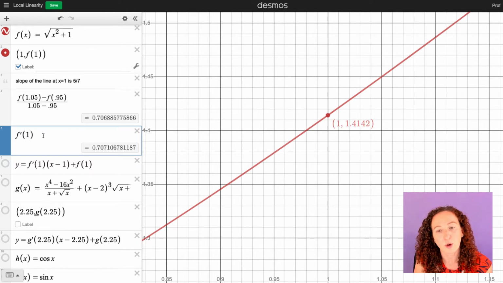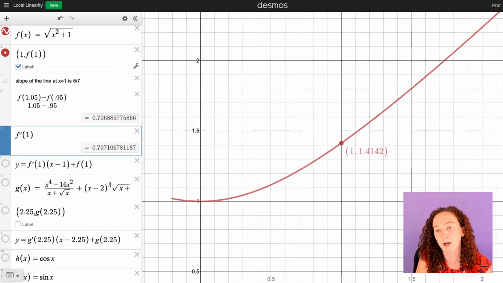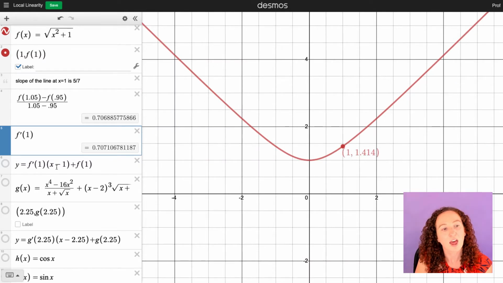So now, what is the significance of this slope? The significance of this slope is it tells us how quickly our function is changing at that point. So in a previous video, I talked about how to read graphs dynamically. And so the slope of a line that we get when we zoom in at a point is a measure of the steepness of the function. So if I was to zoom out, this value right here is a measure of how steep the function is at this point.